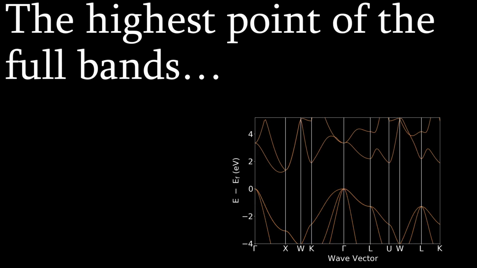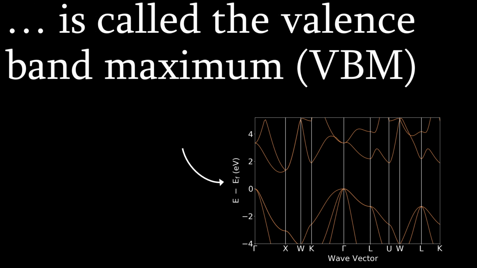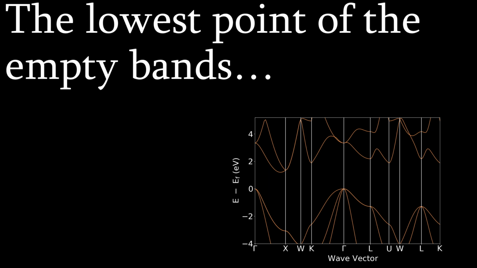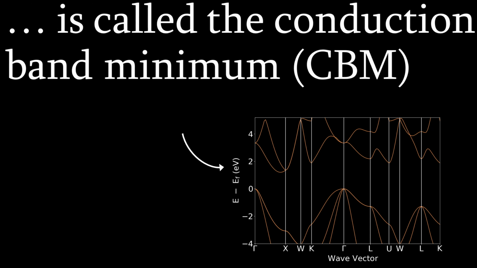The highest point of the full bands is called the valence band maximum, which is where holes typically float up to. The lowest point of the empty bands is called the conduction band minimum, which is where excited electrons typically settle down to.